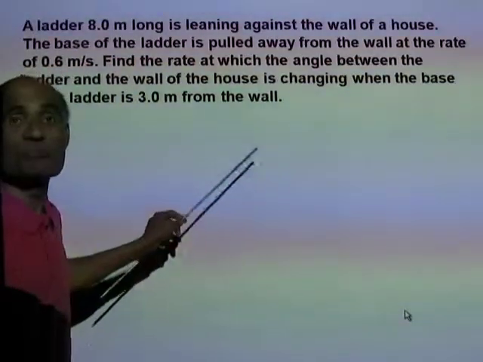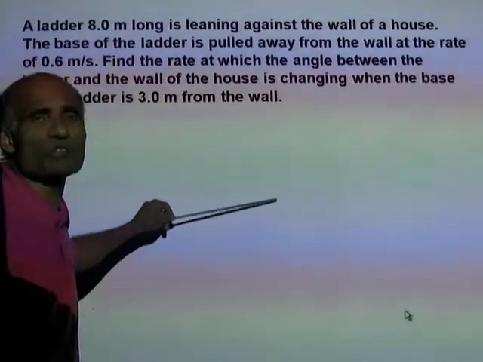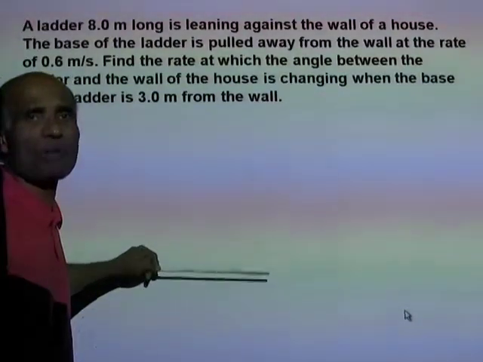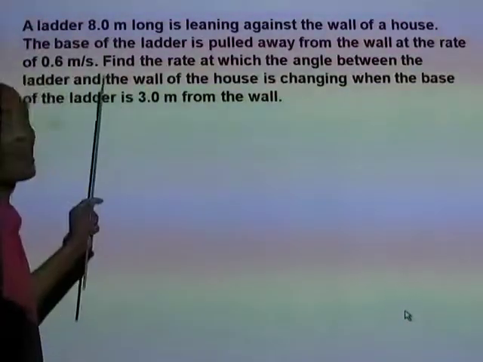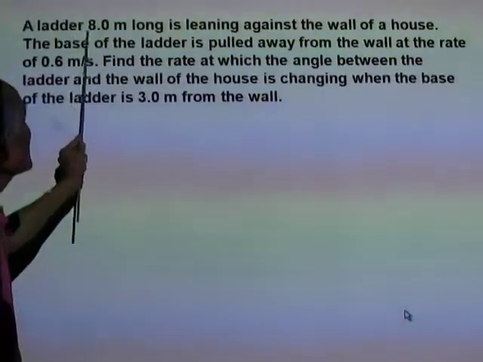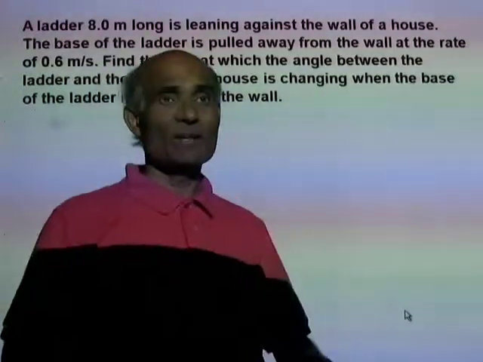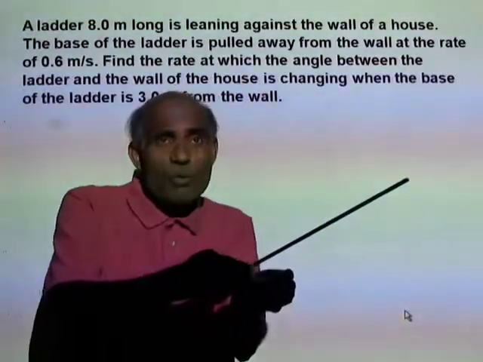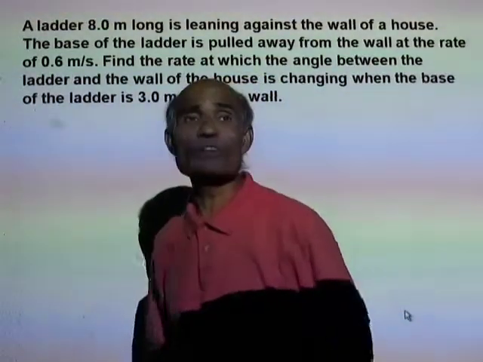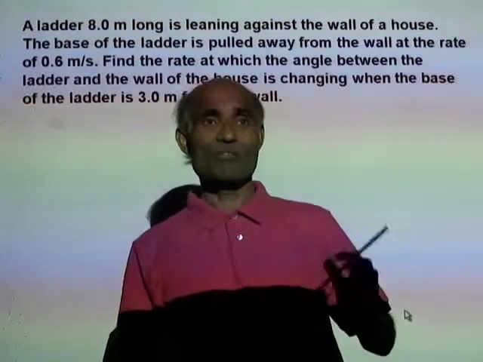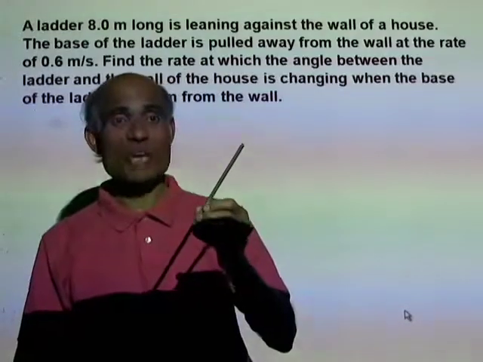As you see, the projector has a rolling problem, and that may be a little disturbing when you watch it. But try and concentrate on the problem and try to ignore that as much as possible. The problem is: a ladder 8 meters long is leaning against the wall of a house. The base of the ladder is pulled away from the wall at the rate of 0.6 meters per second. Find the rate at which the angle between the ladder and the wall changes.